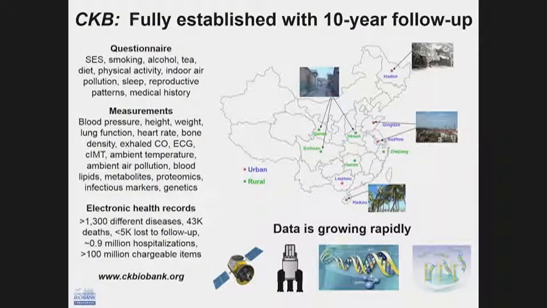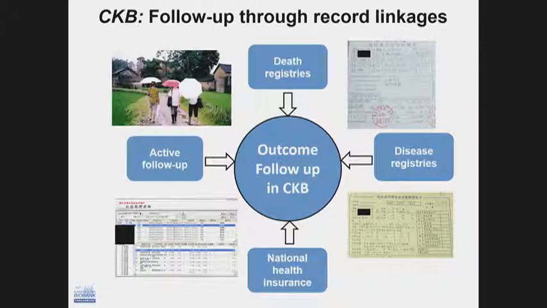If you go for decimal point, that'd be more. 43,000 deaths and only 5,000 lost to follow-up, plus almost 900,000 coded episodes of hospitalization. But with 100 million chargeable items, we haven't really processed. That's a huge database. It's much bigger than we initially anticipated.